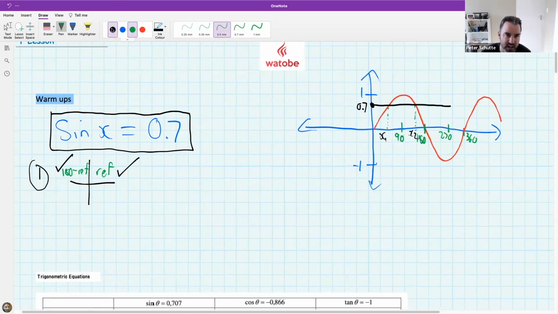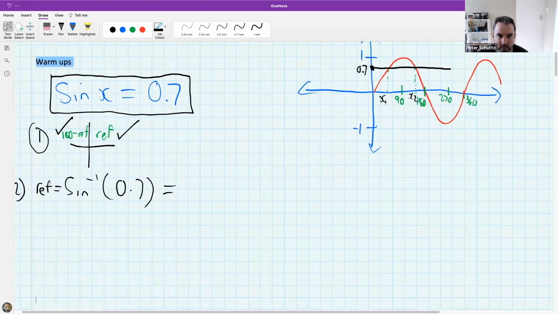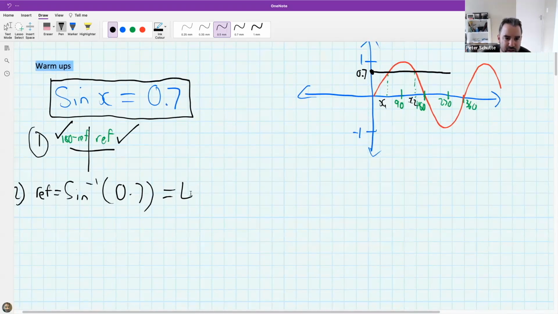So you put into your calculator shift sine 0.7. So shift, and in your calculator, it then comes out as inverse sine. So I want you to put that into your calculator, and then I want you to tell me what you get for that. So number 2, we'll say reference angle equals shift sine 0.7. And what do you get as the answer in your calculator? Okay, we get 44.43 as my reference angle.